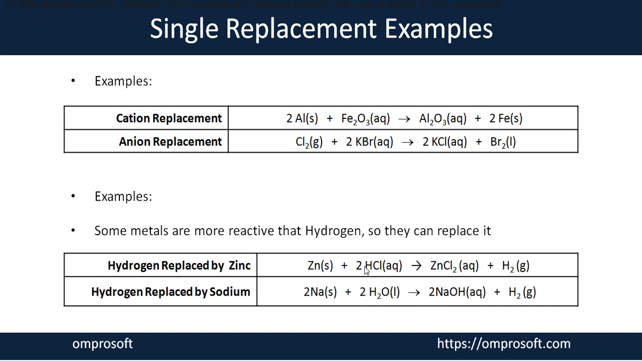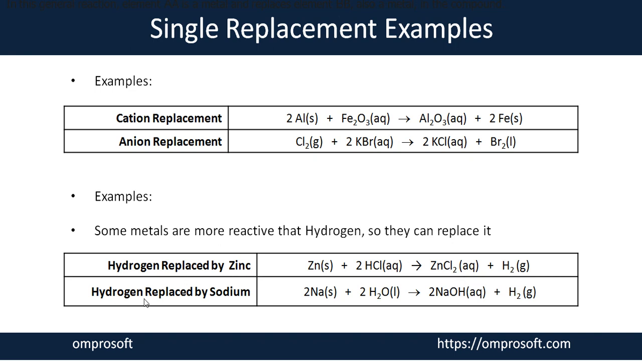Like you can see, I'll take zinc, which reacts with hydrogen chloride, which is one compound here. Now zinc, because it's more reactive as compared to hydrogen, can replace hydrogen and make its own compound, and hydrogen is released in the form of gas. So here you have zinc and hydrogen chloride as reactants. Now zinc replaces hydrogen and forms zinc chloride, and hydrogen is left over there. So zinc chloride and hydrogen are our products.